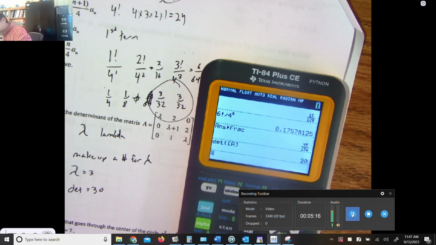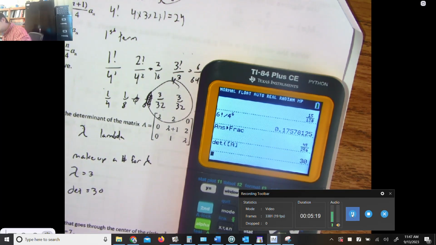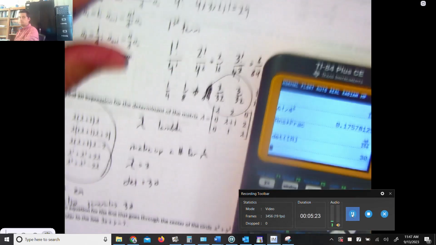The right equation also generates 30. That's if lambda is 3.